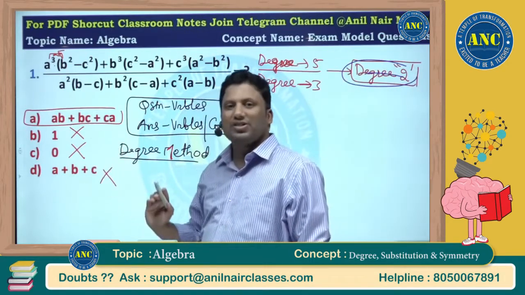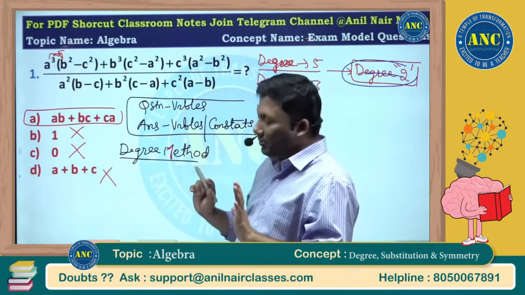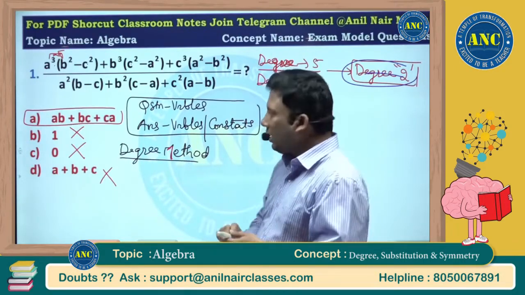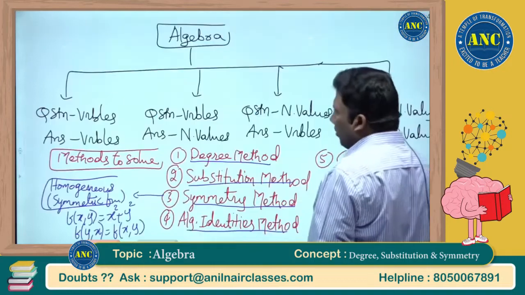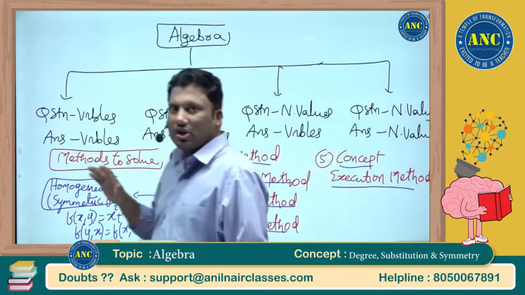So only one option has degree 2, right? So the answer for this question is AB plus BC plus CA. That was fundamental question number 1. I hope it is clear. This is the entire concept. Kindly take a screenshot of this.